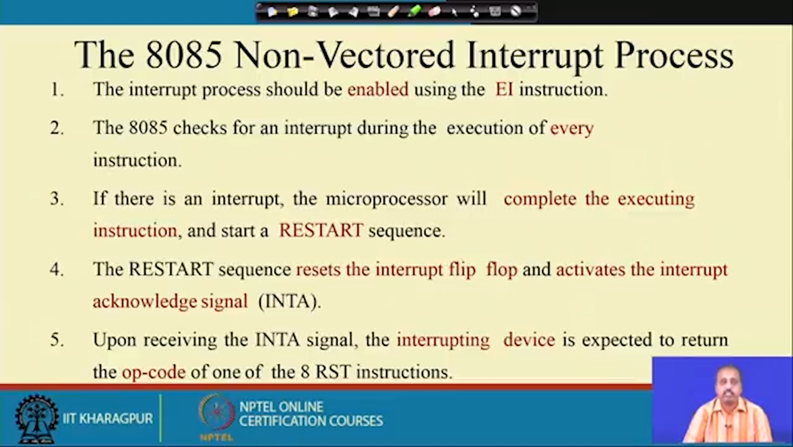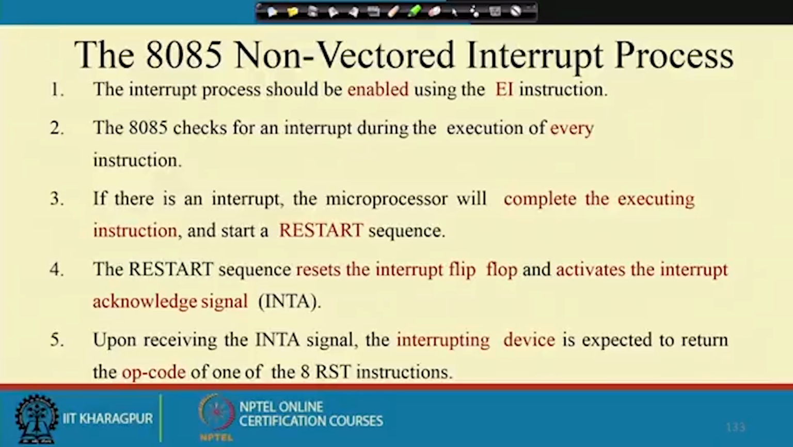In 8085, INTR is the non-vectored interrupt line. When that interrupt is detected, the processor will first reset the interrupt enable flip flop, and then it will activate the interrupt acknowledge signal INTA. As we know, INTA is an active low signal, so it will be made low to make it active.